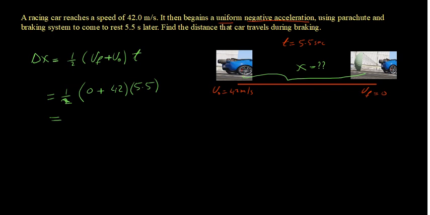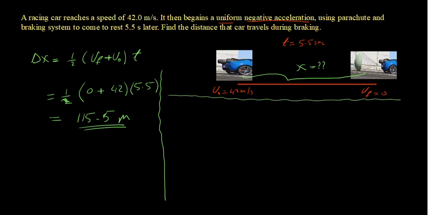If we do the math, that will give me 115.5 meters. That's the distance this car traveled within the braking system, or within the 5.5 seconds. We could actually solve this problem in a different way using different kinematics equations. It might be longer, but it's still correct.